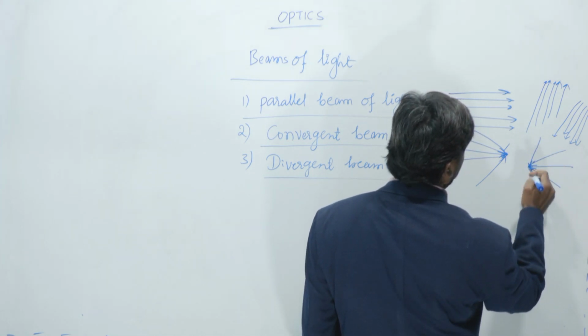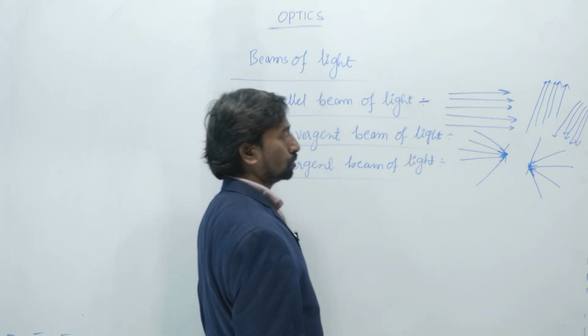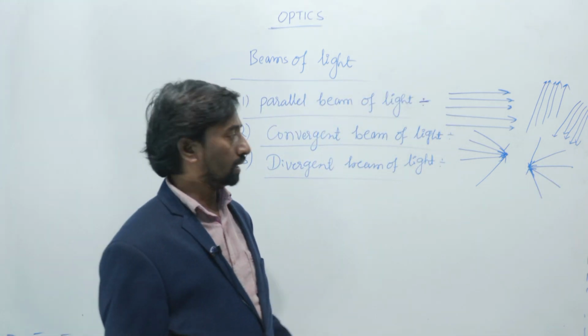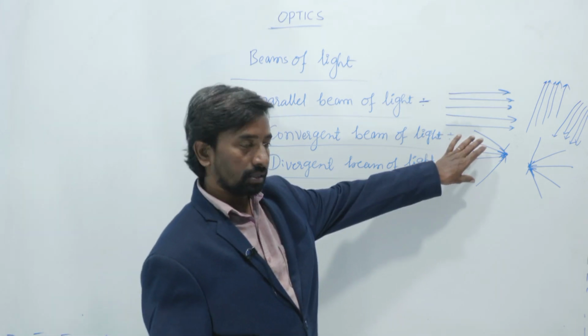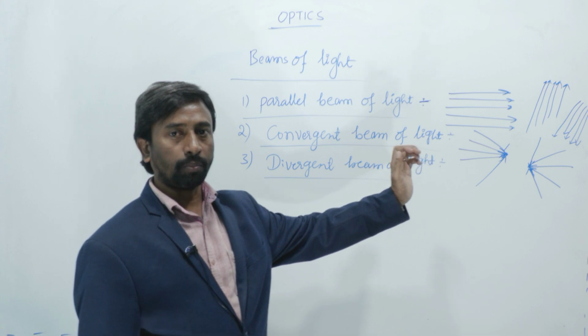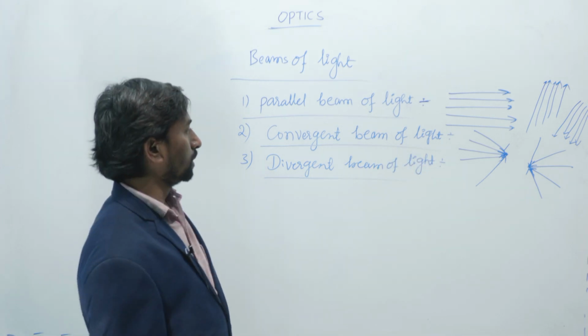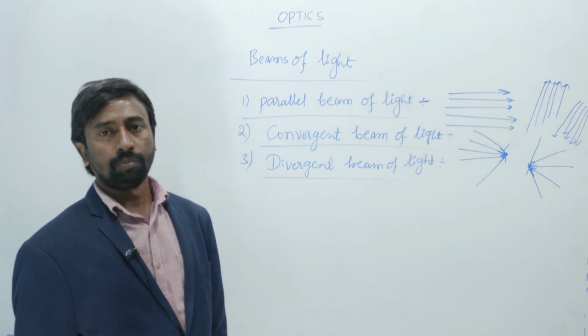It may be like this also. Here all the light rays seem to meet at a point. The beam of light in which all the light rays appear to meet at a point is said to be the convergent beam of light.